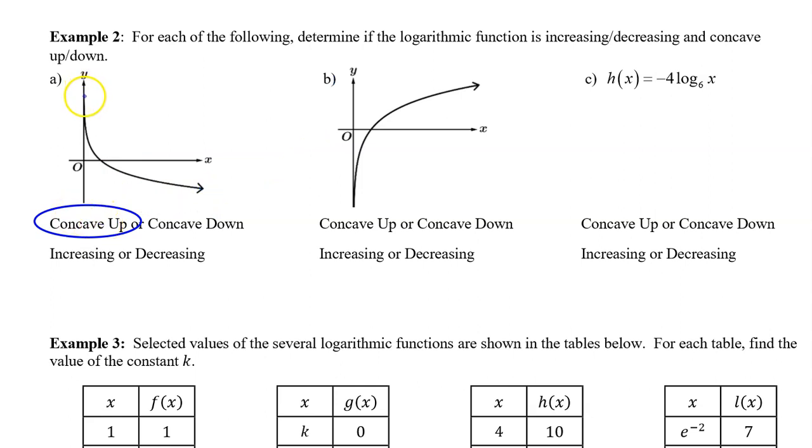We can also see that from left to right, the curve is decreasing by the way it is falling from left to right. So concave up and decreasing.